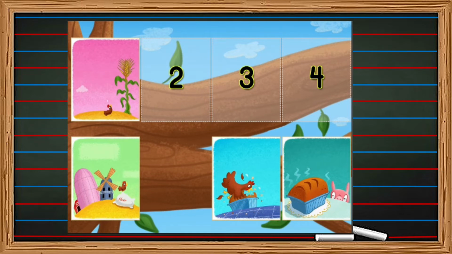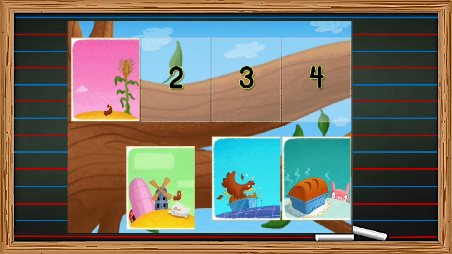Next, the hen then harvests and mills the wheat into flour before baking it into bread. But the other animals refuse to help. Which among the pictures do you think shows the second part? If your answer is the first picture, you got a point.